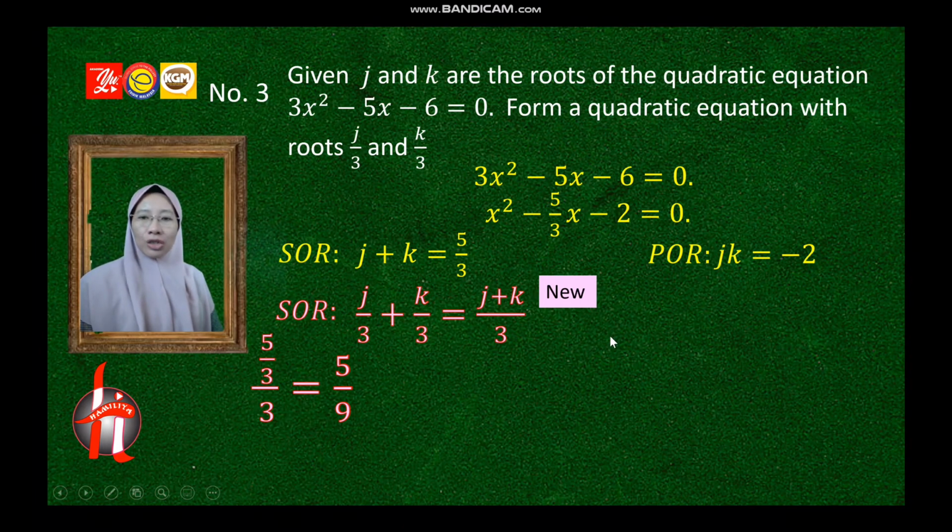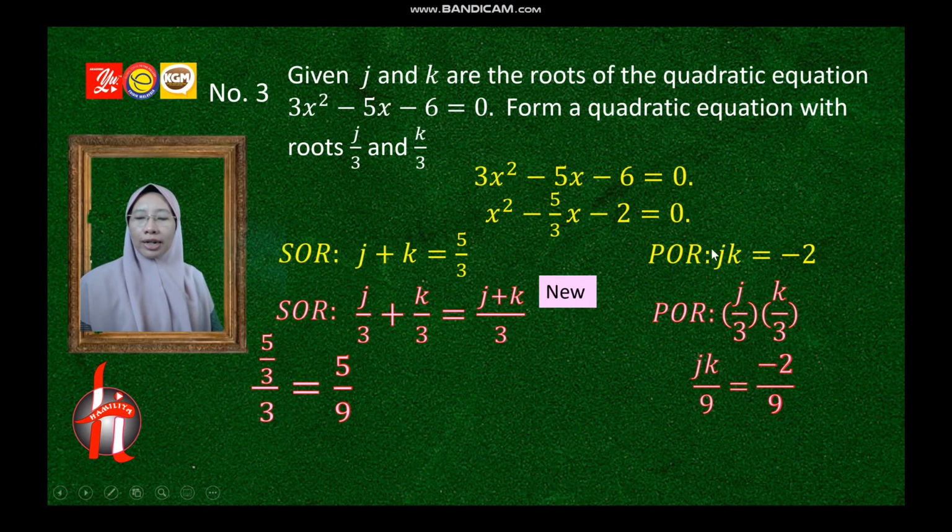Now let's go on to the product of roots. So j over 3 times k over 3 is jk over 9. Now we substitute jk using the information here. jk equals -2, so -2 over 9. So this is the product of roots for the new equation.